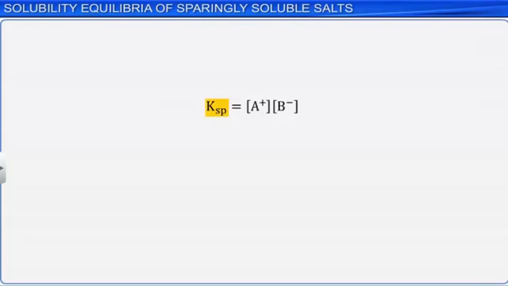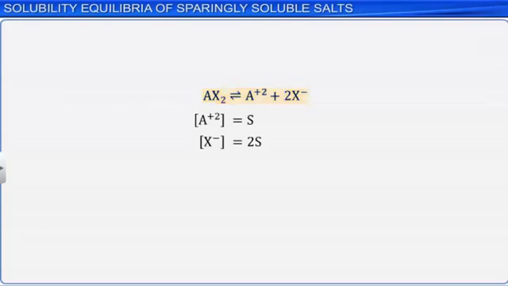The expression for solubility product may be written as Ksp equal to the product of the concentrations of the ions involved in the equilibrium, each raised to the power of the coefficient in the equilibrium equation. For example, consider a generic salt of type AX2. The equilibrium reaction for this dissociation may be represented as AX2 in equilibrium with A plus 2 and 2X minus. The solubility product Ksp for the salt AX2 can be written as Ksp is equal to the product of concentration of A plus 2 and X minus raised to the power of 2.